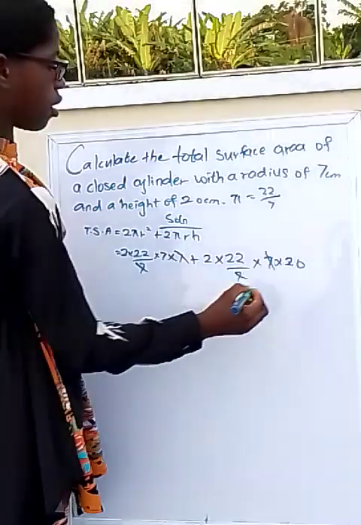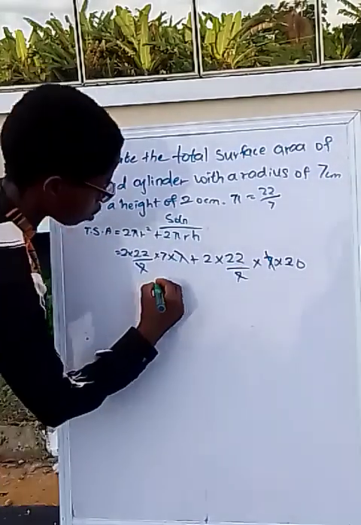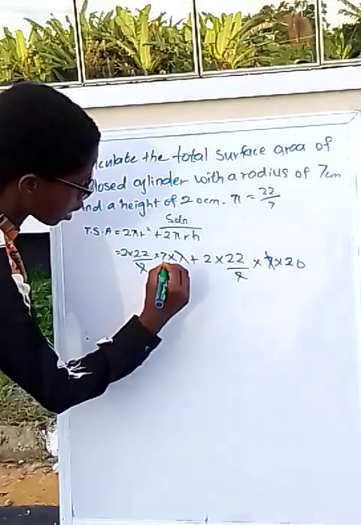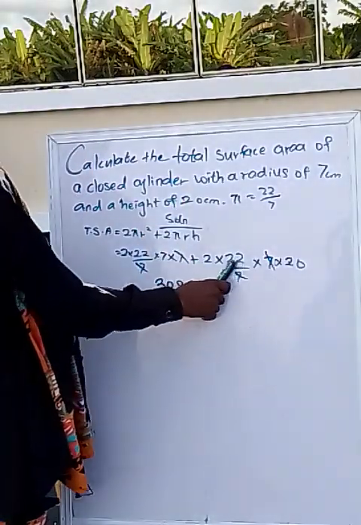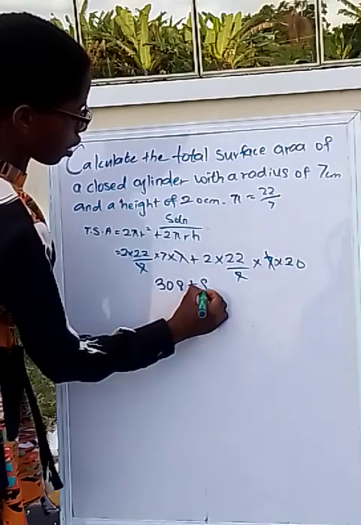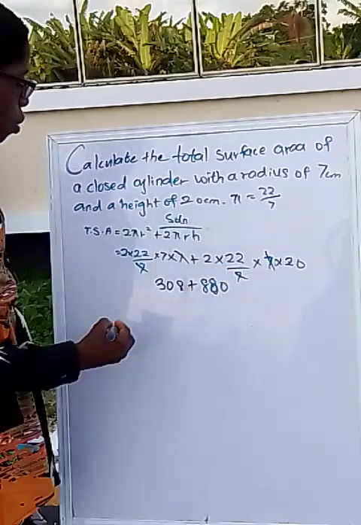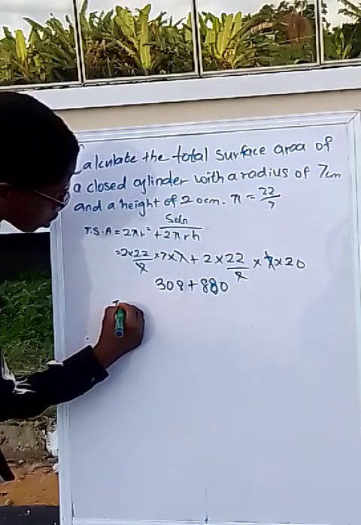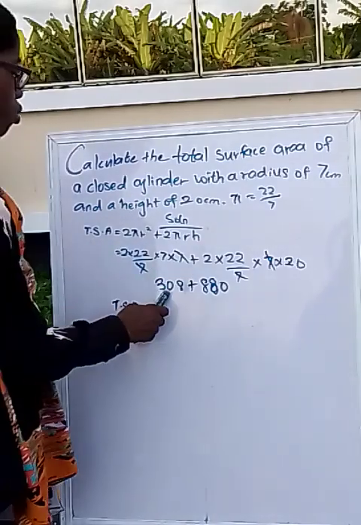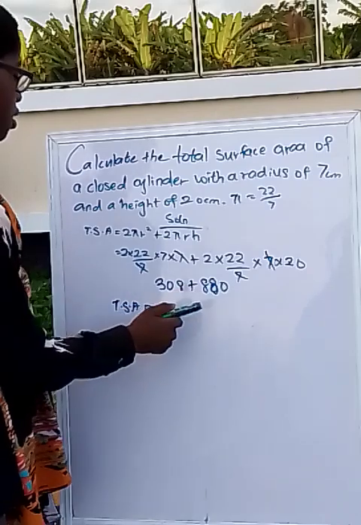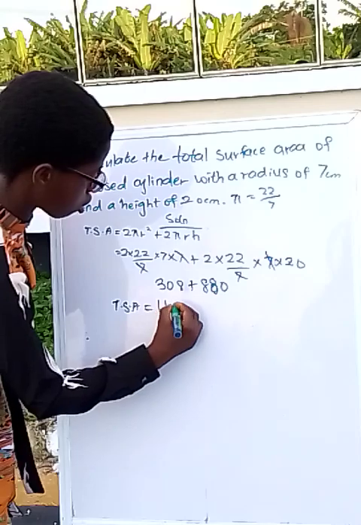44 times 7 is 308, plus 2 times 22 is 44, 44 times 20 is 880. So total surface area is equal to 308 plus 880. And when we calculate that, we are going to get 1,188 centimeters cubed. So this is our answer.